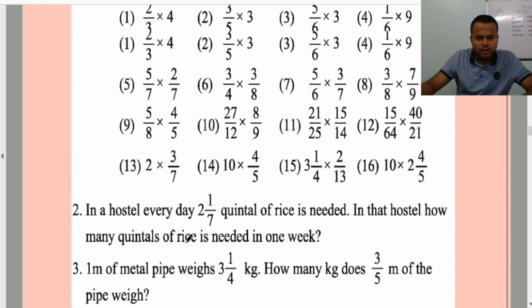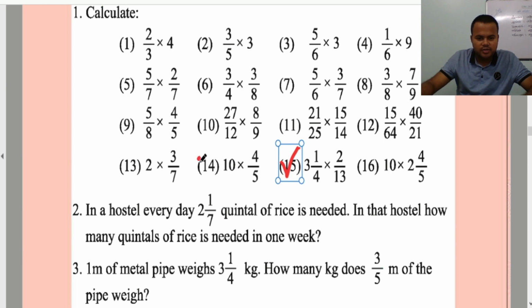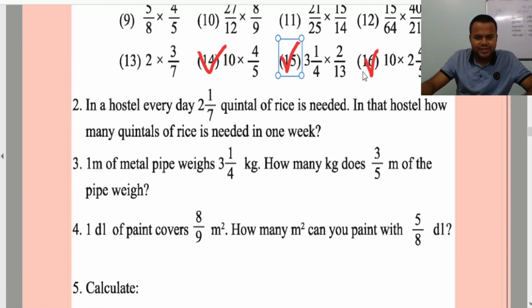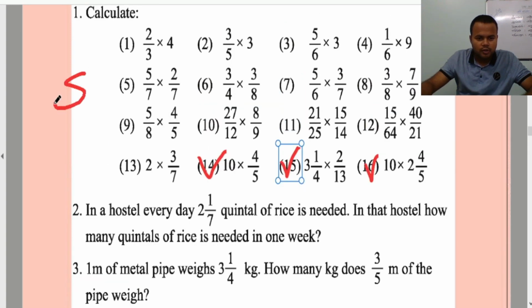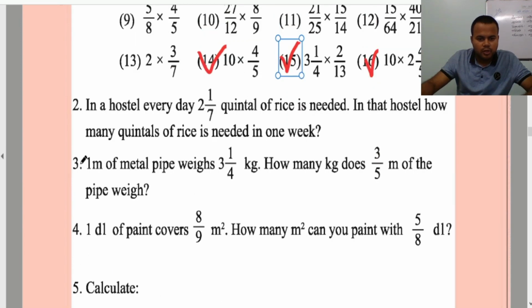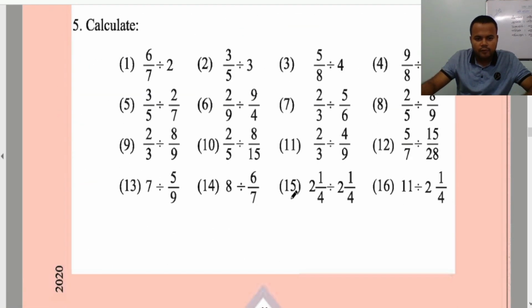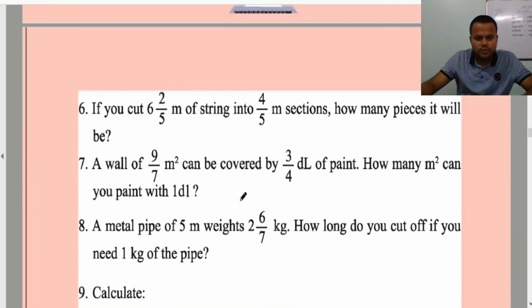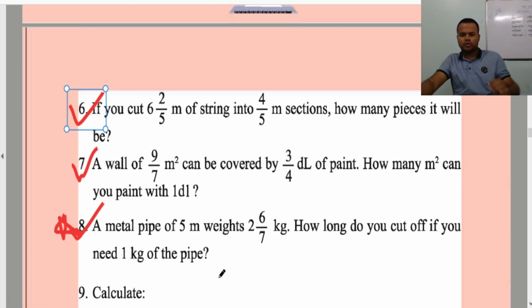Now 6b. From this exercise, just practice 3 problems from here, and these are for short question. These are for short question from here 2, 3 and 4, and from 5 just practice 3 problems, and here 6, 7 and 8. Okay, and this one is important for short question.